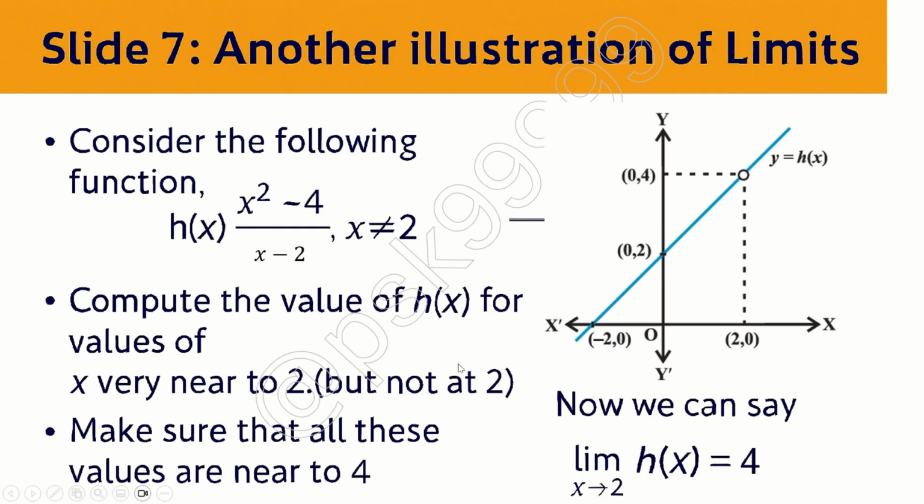You have to check from the LHL side, the left hand limit, and the right hand limit, and then conclude that if LHL and RHL are coming close to the same point, then that is the value of the limit. Okay, hope you understand this example.